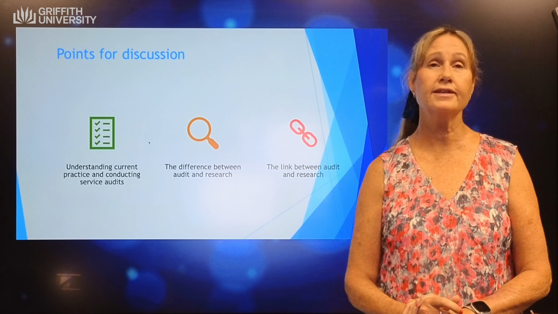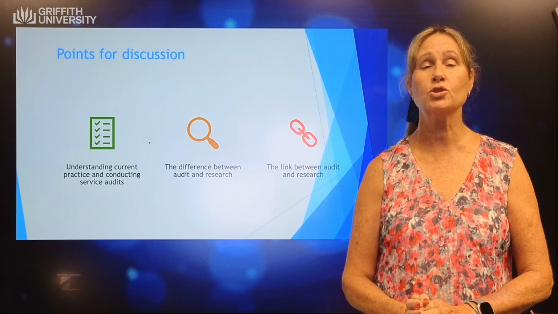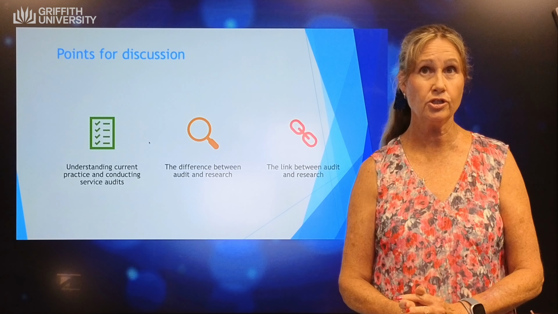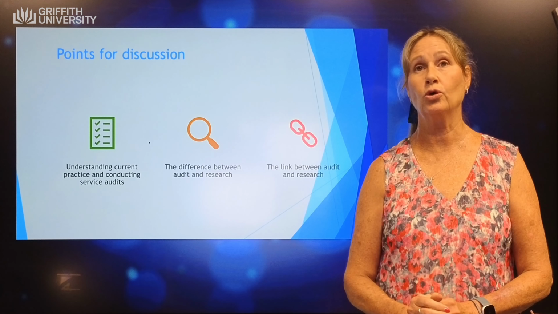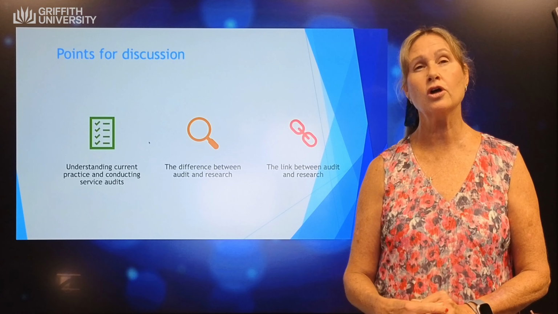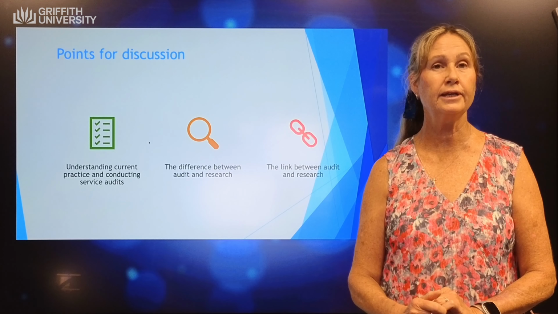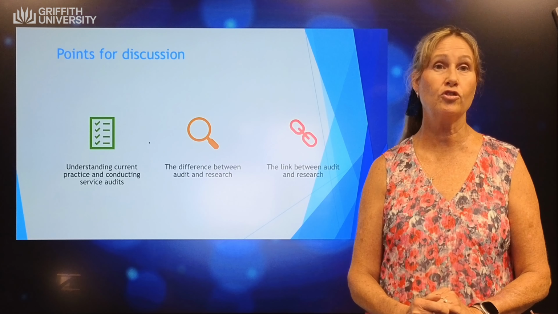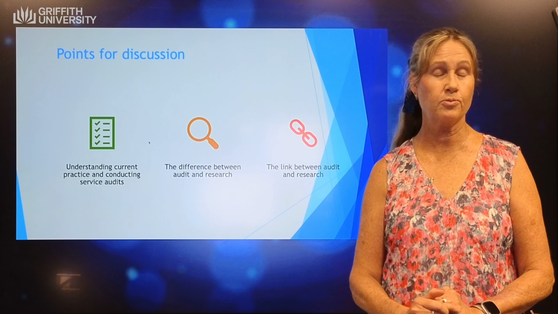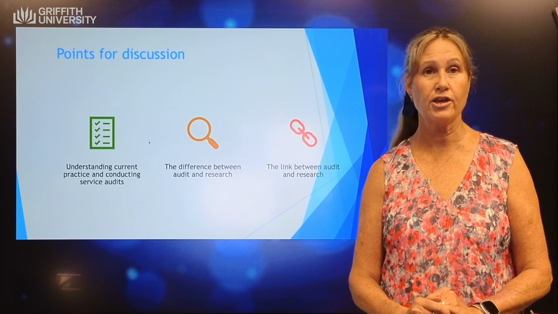And one of the things that we're going to look at today is the difference between an audit and research and the links between an audit and research, because often they go together to really establish a need for practice change, what best practice is, and how you might change it.